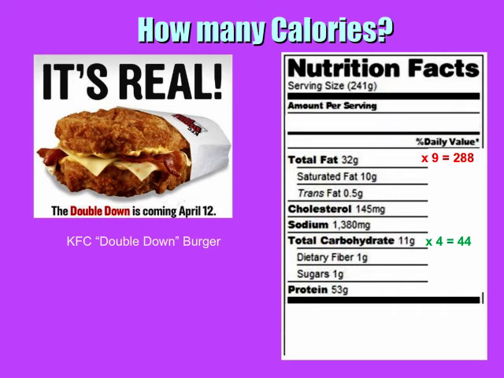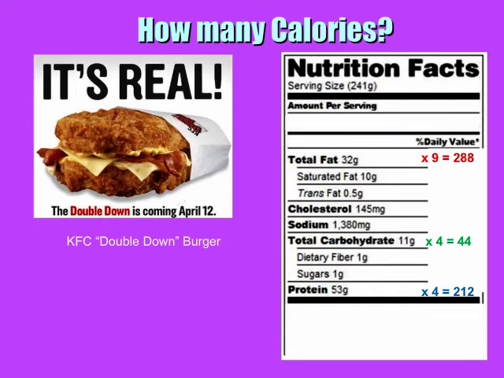Now let's take a look at the protein. Our nutrition information indicates there are 53 grams of protein in the Double Down Burger. How many calories are in a gram of protein? It's just like carbohydrate. There's 4. So we take 53 multiplied by 4, and we get 212. That is, 212 calories come from protein.